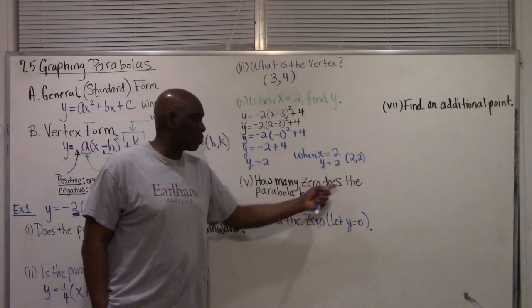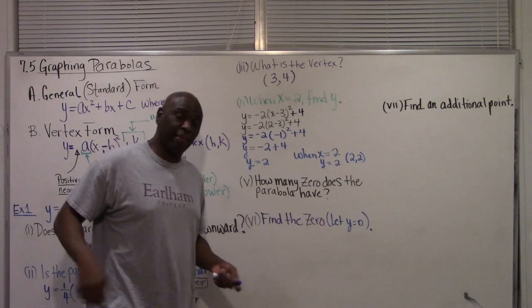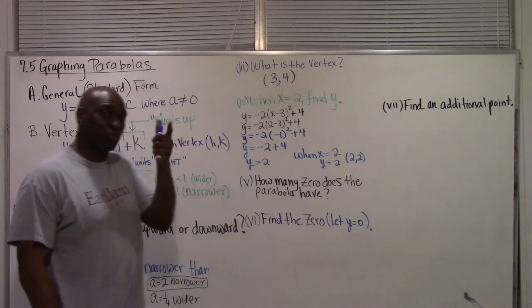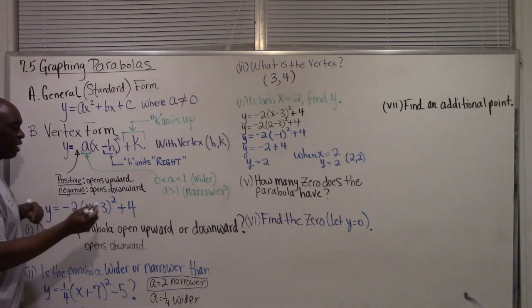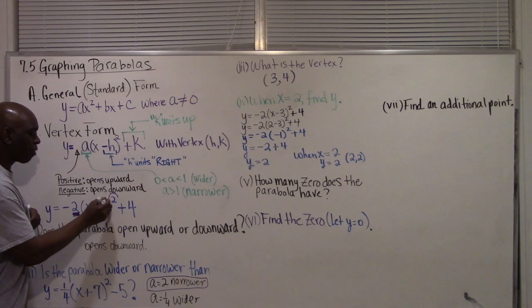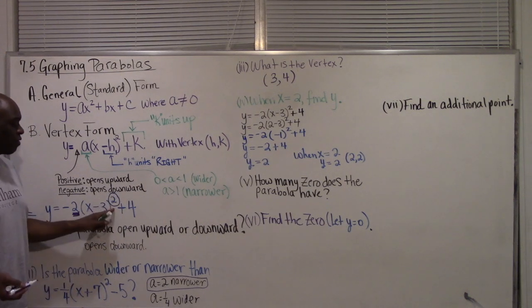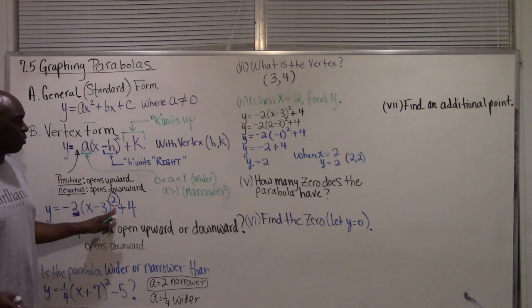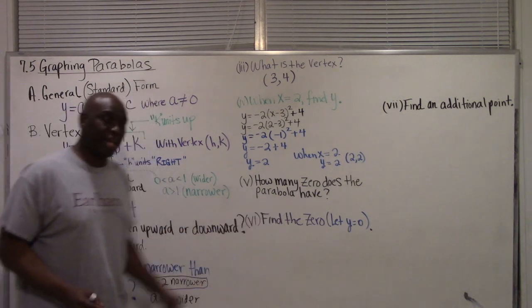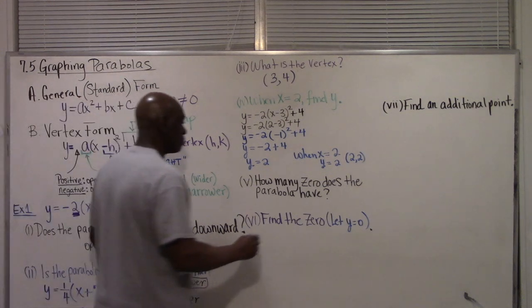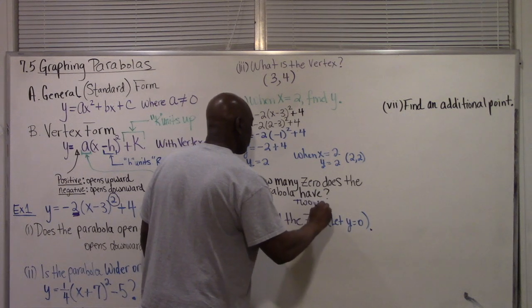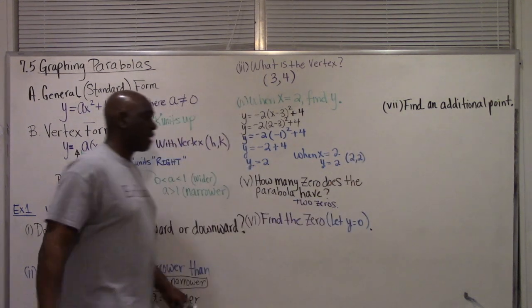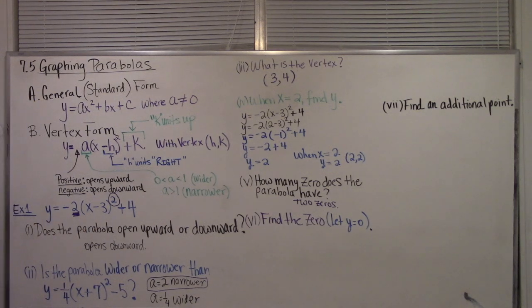How many zeros does the parabola have? Well, here's how you determine the zeros. Look at this. The number of zeros is determined by the power. If the power is squared, that's how many zeros. So how many zeros does the parabola have? 2. 2 zeros. That takes care of that, according to the power. That's it.